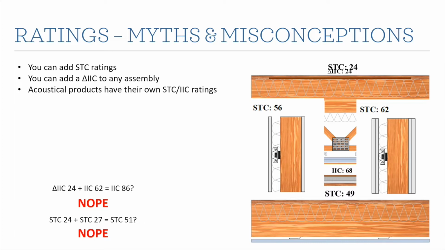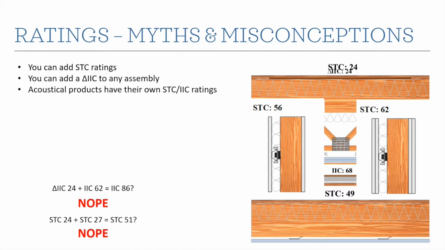So another one that I get a lot is you can add a delta IIC to any assembly. So first off, what's a delta IIC? So we talked about the IIC rating, that's your impact sound, right? So we have the tapping machine, we have a floor ceiling assembly, and then we measure how loud it is down below.